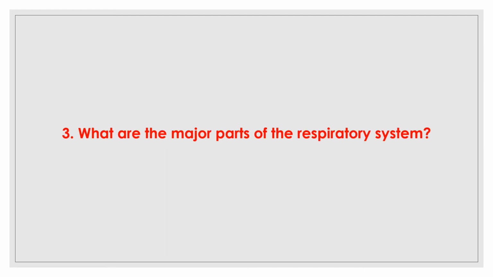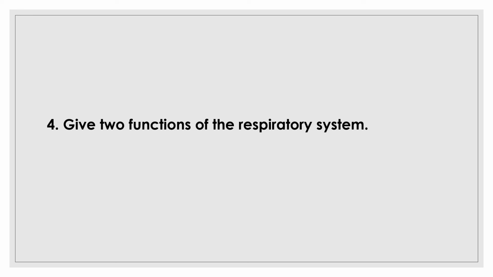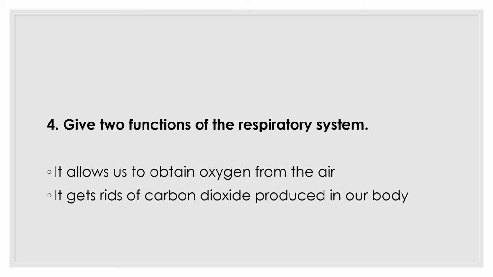Question 3. What are the major parts of the respiratory system? The answer is the human respiratory system consists of 3 major parts: the airways, the 2 lungs, and the muscles including rib muscles and diaphragm. Now, let us move to the 4th question. Give 2 functions of the respiratory system. The answer is the 2 major functions of the respiratory system are: firstly, it allows us to obtain oxygen from the air. Secondly, it removes carbon dioxide produced in our body. I hope that you have answered them correctly.